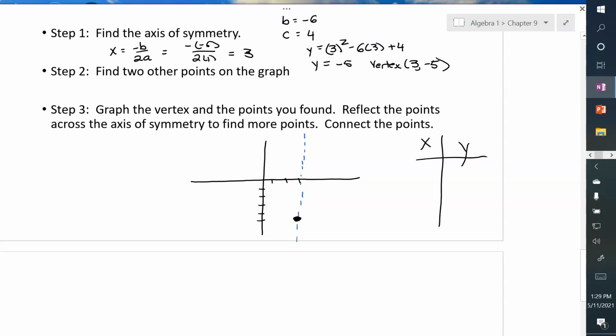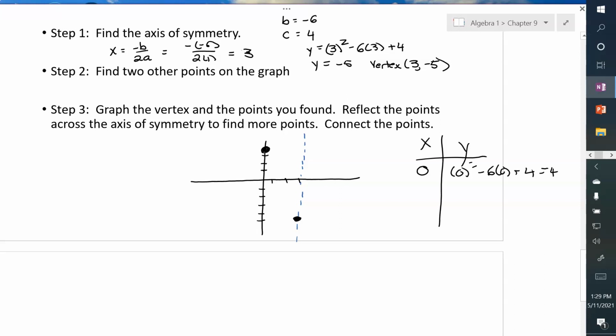One point that is super easy is x equals 0. So if I plug 0 into my equation, I'm going to get 0 squared minus 6 times 0 plus 4, and that's just 4. So I have a point at 0, 4.